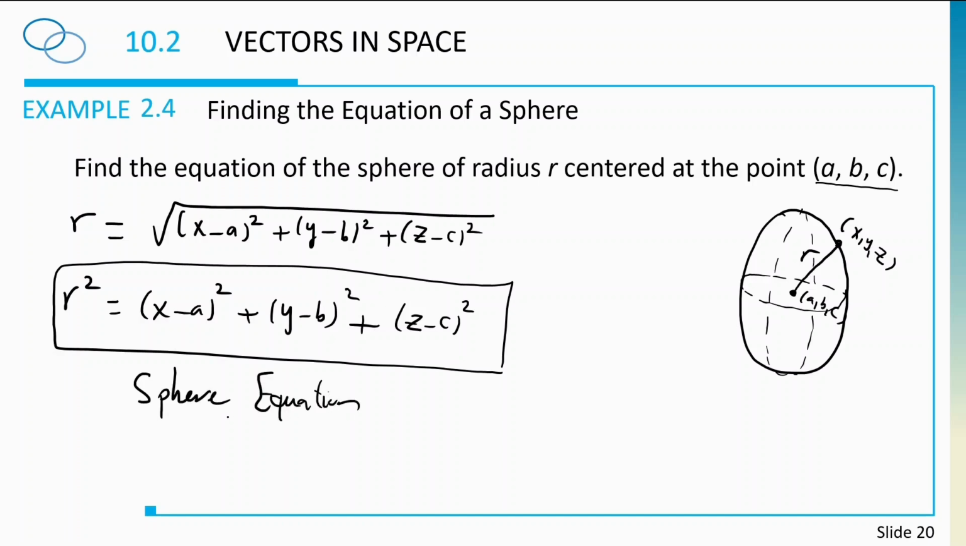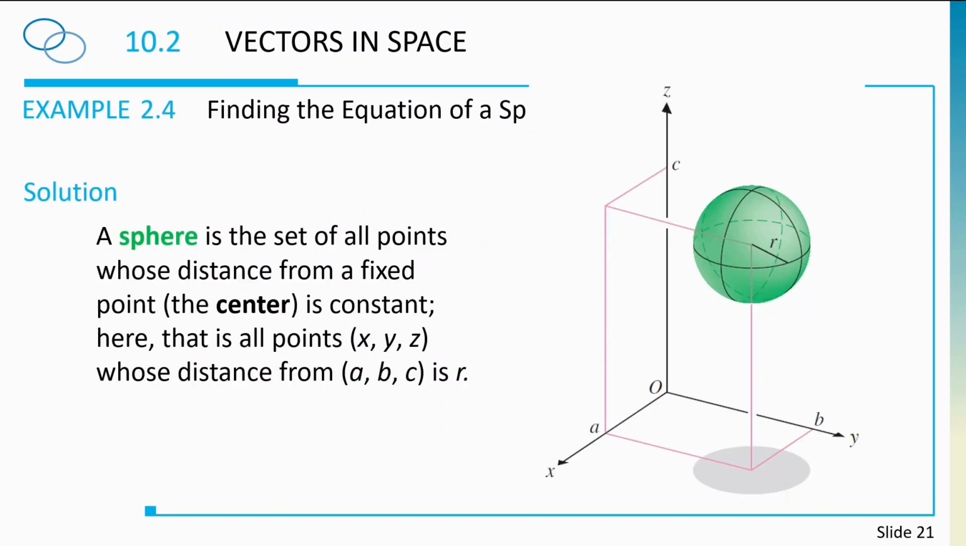So this is the sphere equation with center (a, b, c) and radius r. Basically what we're doing in this question is using the distance idea to find the equation of the sphere, since the distance between the center and any point on the surface of the sphere is always fixed at r. You see this is the sphere in 3-dimensional space, and we find the equation just by using the distance formula between these 2 points.